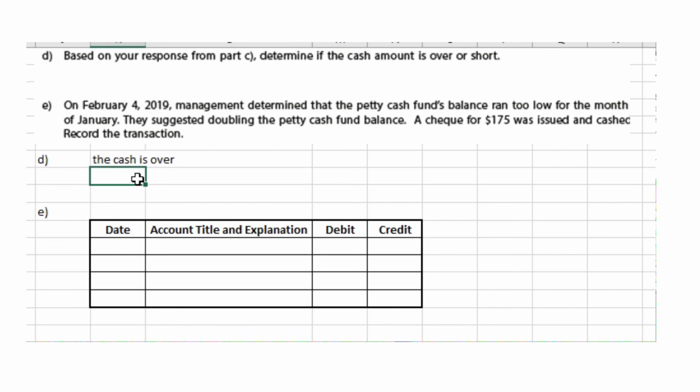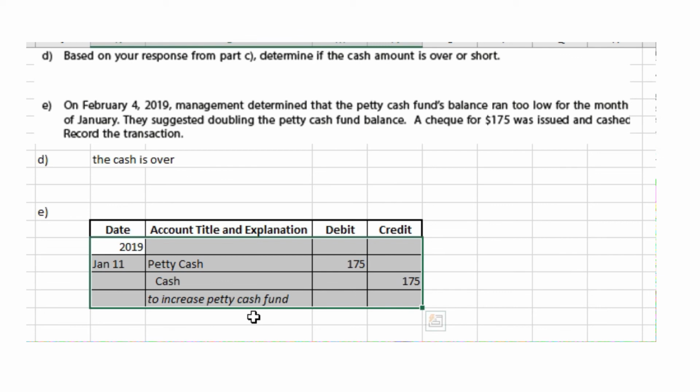The last part says, management decided to increase the amount of petty cash because they seem to be running too low. So they suggested doubling the petty cash fund balance. In this situation, it is just like when you create the petty cash, it'll be a debit to petty cash by 175. So now your petty cash balance on your balance sheet will be the original 175 plus the 175. So you're expected to have 350. And therefore you need to credit cash. And this is to increase the petty cash fund. Hope you found this helpful.